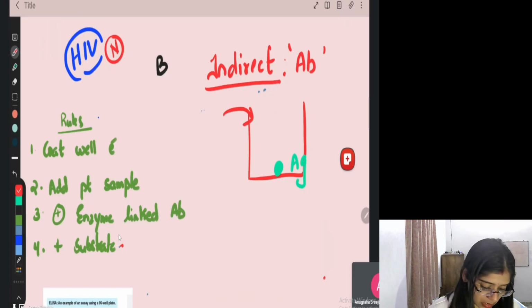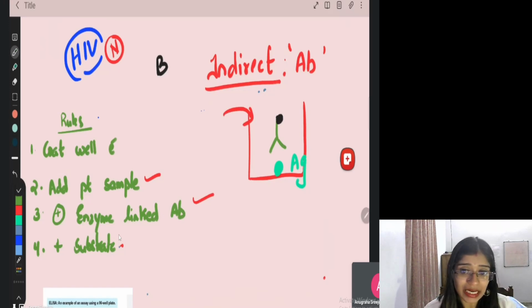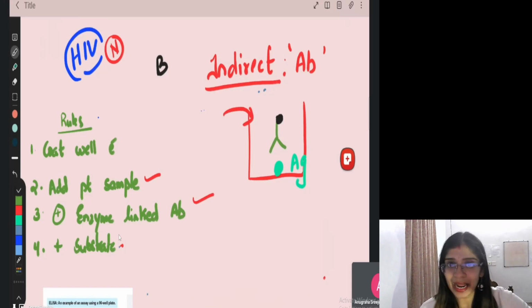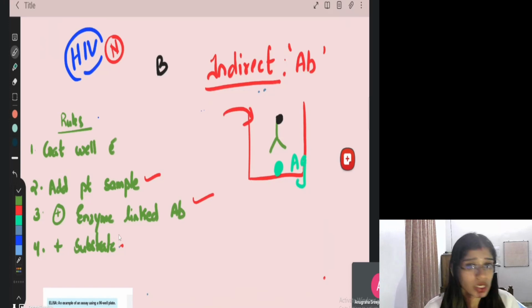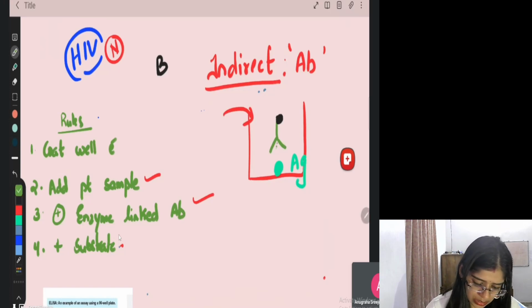Now what is the third step? Add enzyme linked antibody. So I'm adding enzyme linked antibody here. That is my third step. Now I told you, in indirect ELISA, the enzyme linked antibody I'm adding to the well is prepared in such a way that it is attracted only towards another antibody and not to an antigen. So now you tell me, will it form a bond with this antigen?